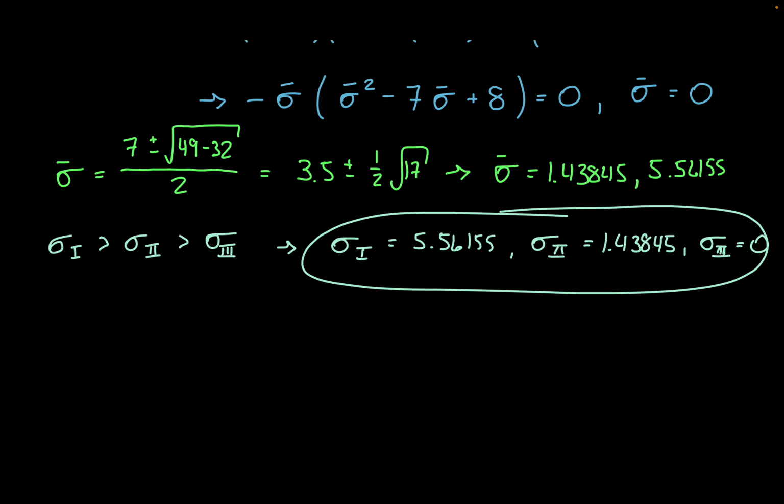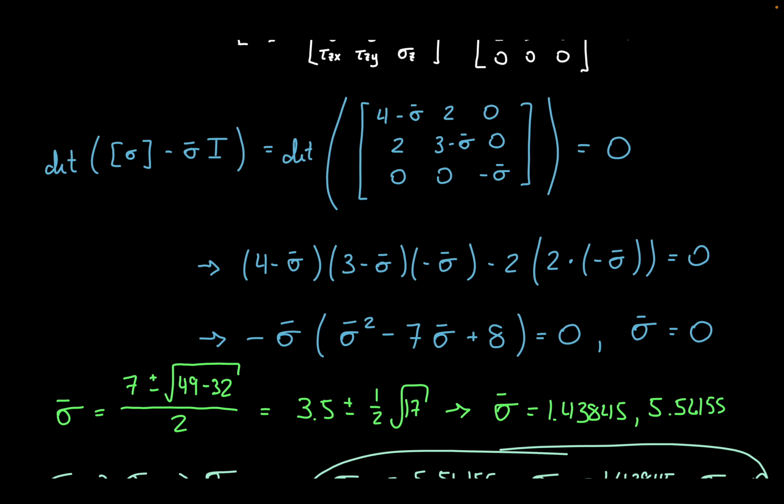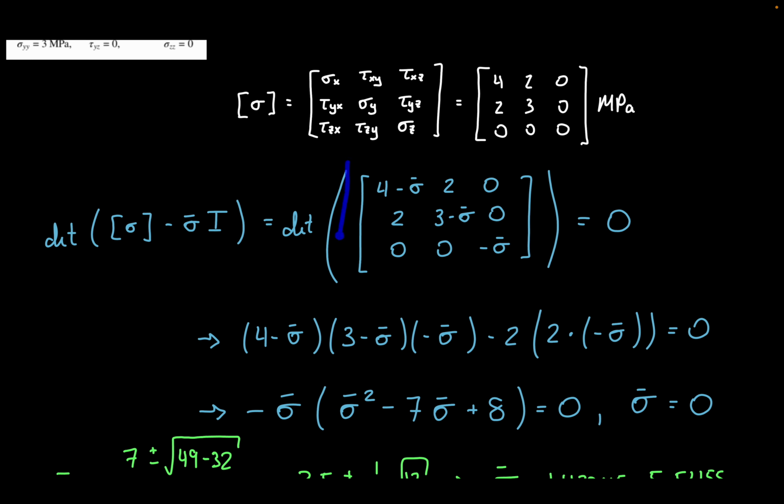So the first one up is going to be sigma 1. So we can let sigma bar be equal to sigma 1, which is equal to 5.56155. And pretty much what we're going to do is take this matrix right here, before we took the determinant, and multiply by some normal vector consisting of nx, ny, and nz, and set this equal to a 0 vector, essentially a 3x1 column vector just full of zeros. And then we're going to solve for nx, ny, and nz.